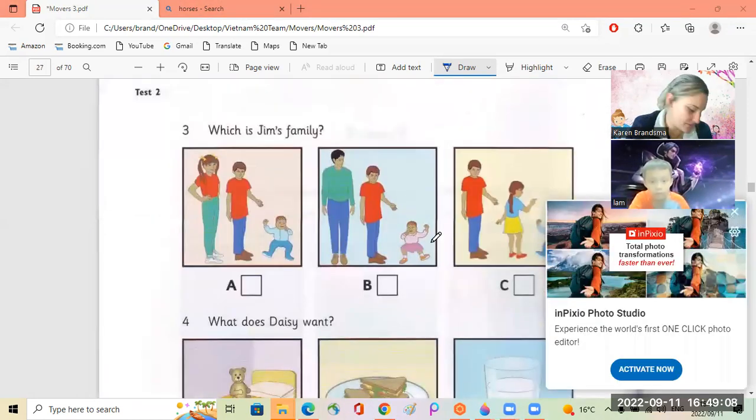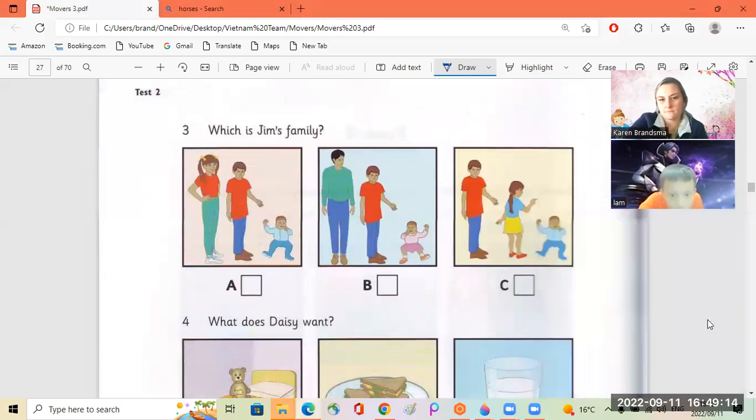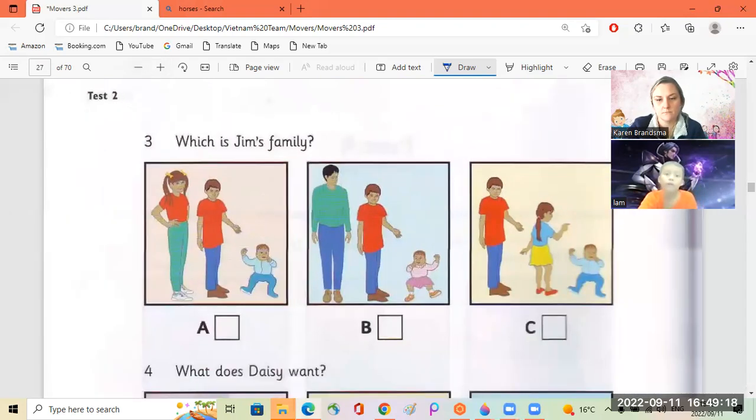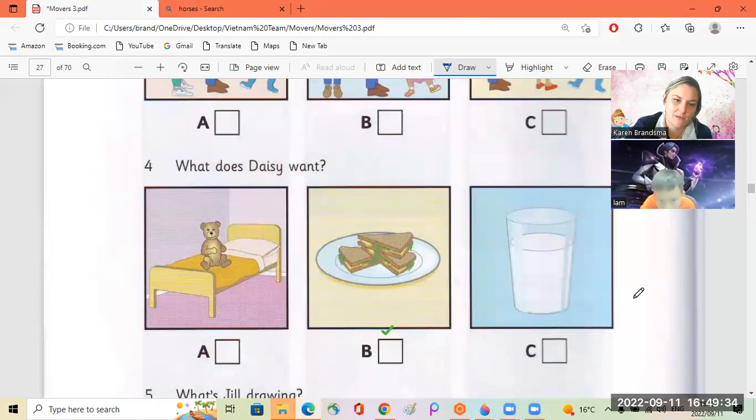Okay, let's look at number three. Which is Jim's family? Have you got any brothers and sisters, Jim? Yes, I've got one sister and one brother. Are they older than you? Well, my brother's older than me, but my sister's a baby. Good.